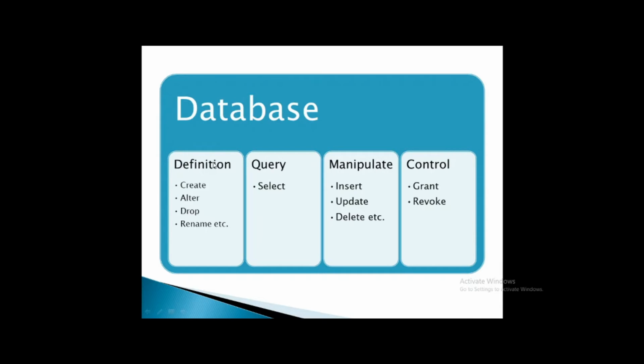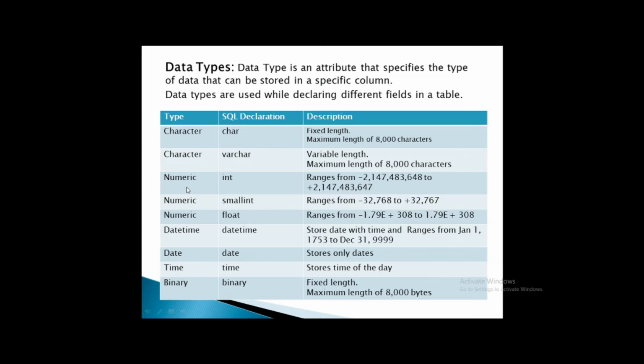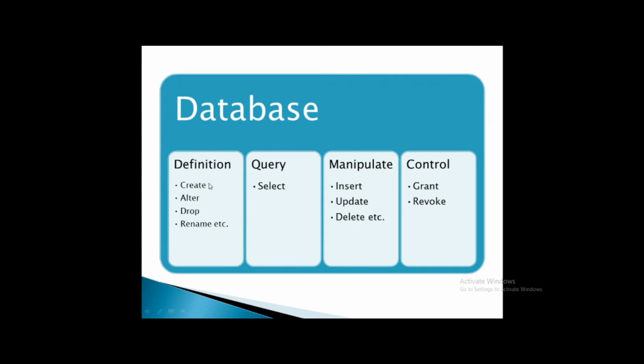The first set of operations may be the definition of a table. So you can define a database table. For that you may need to create the database table. To create a database table, you can run the create command. Similarly, sometimes you would have already created the table, but you want to change it. If you want to change the table, then you can use the alter command.